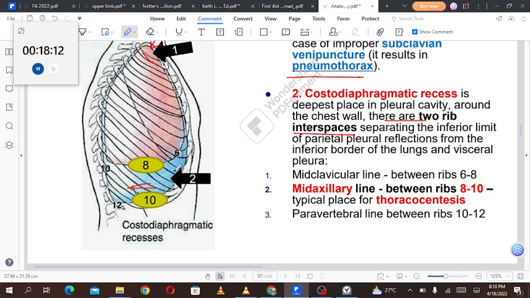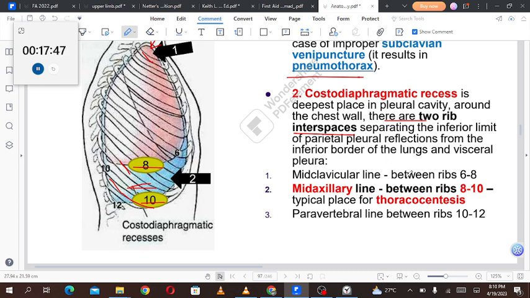Okay, so how many? There are a lot of them. 1, 2, 3, I don't know. I guess this is the 8th rib and then the 10th rib. So there are two rib interspaces. This must be the 8th rib and this must be the 10th rib. So there are two rib interspaces separating the inferior limit of the parietal pleural reflection from the inferior border of the lung and the visceral pleura.